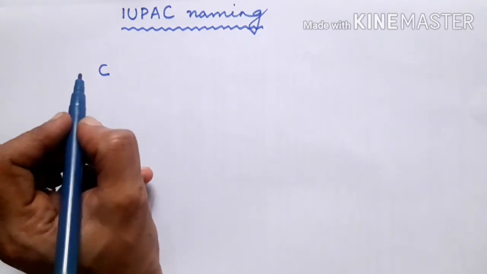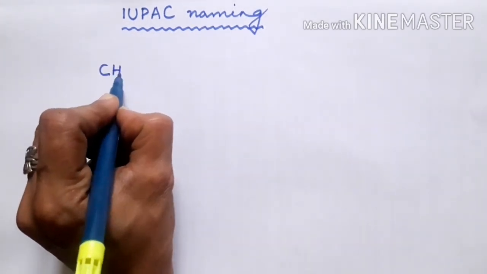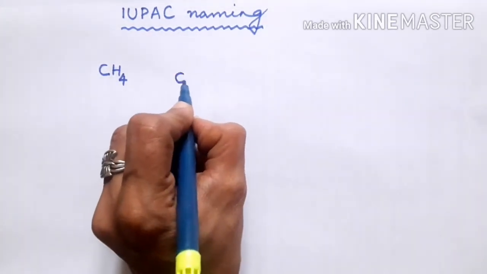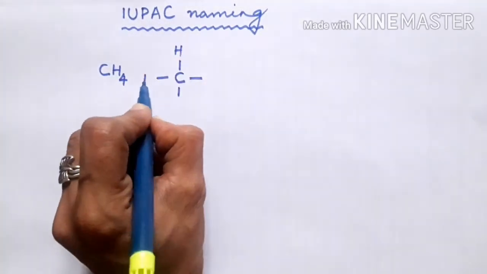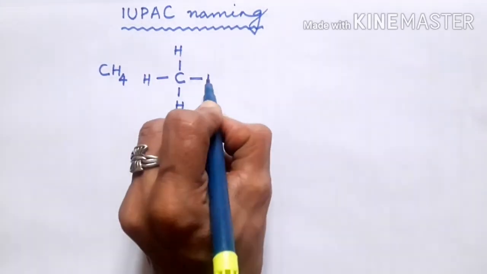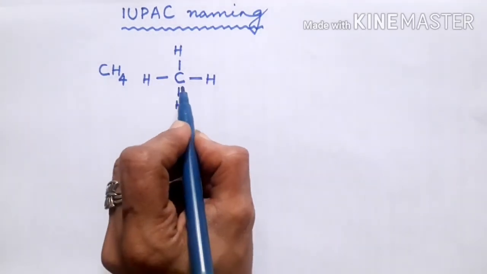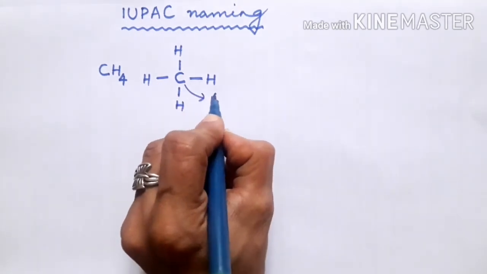The first compound, the simplest hydrocarbon, is methane with the formula CH4. So we have one carbon, around that we have 4 hydrogen atoms. That means each carbon atom is tetravalent in nature. Here, this carbon is said to be a primary carbon.